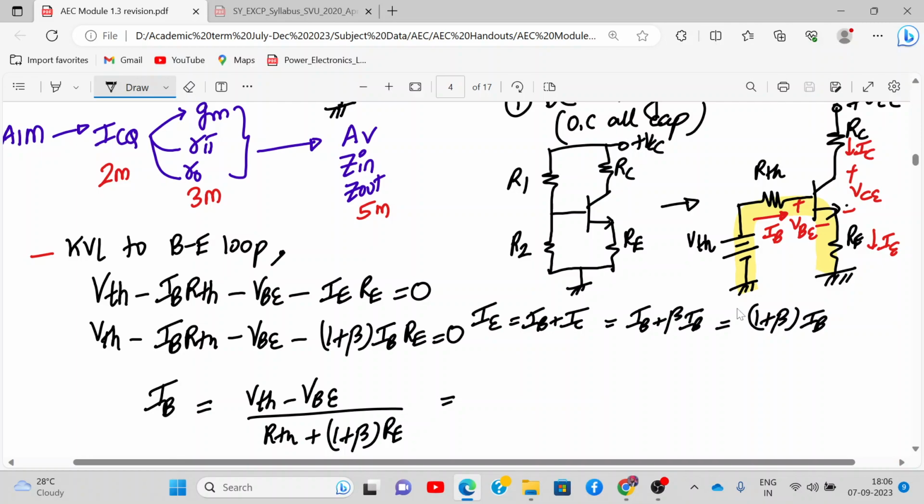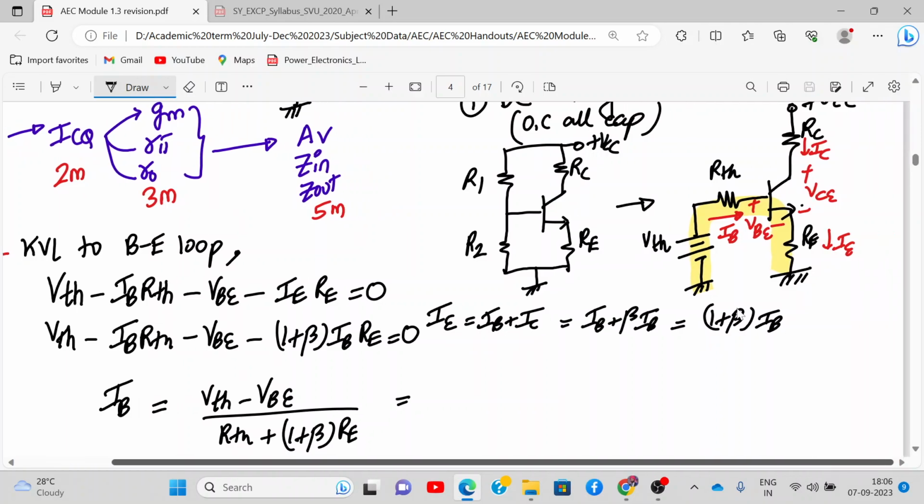So please calculate these numbers. What is the VTH formula by the way? R2 upon R1 plus R2 into VCC. Yes. So please calculate VTH first, and RTH we also require. It is R1 parallel to R2. So please calculate these two numbers.